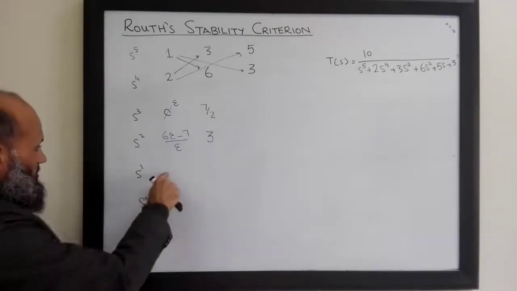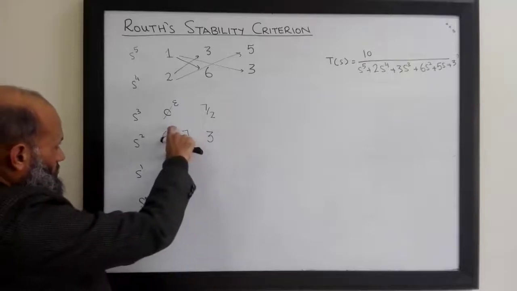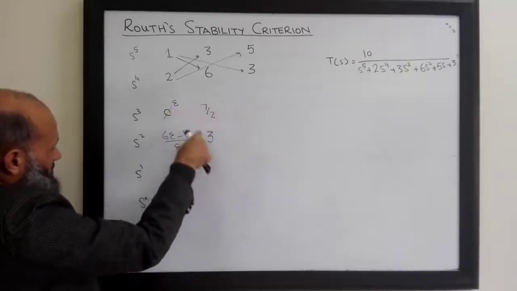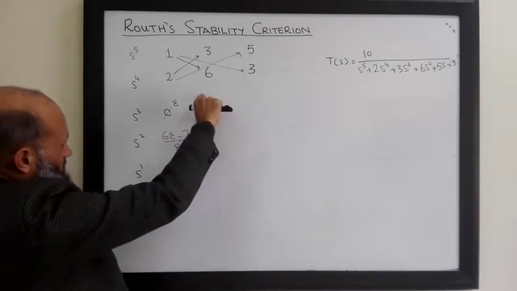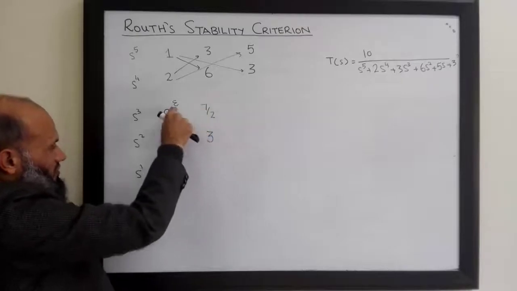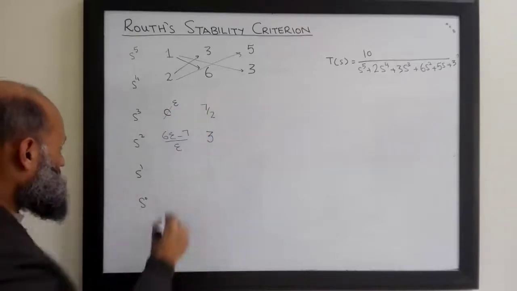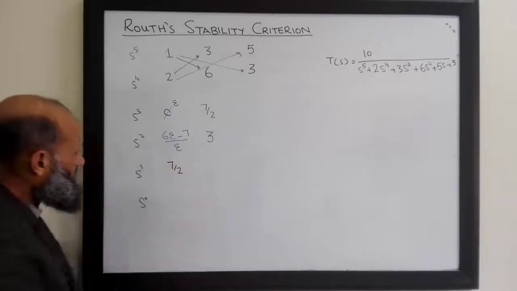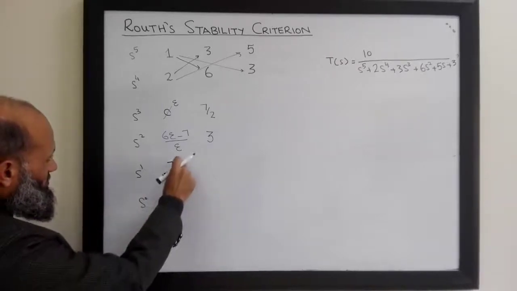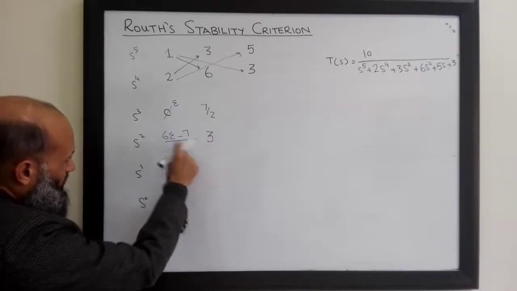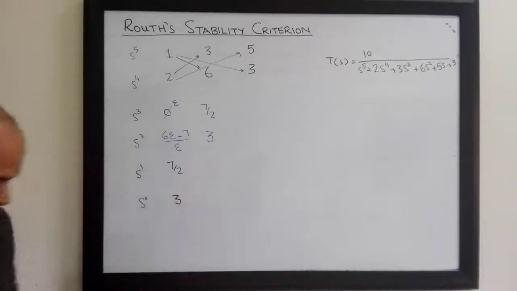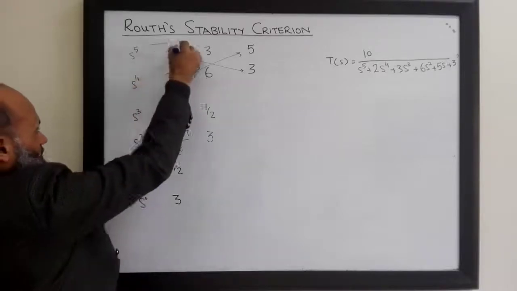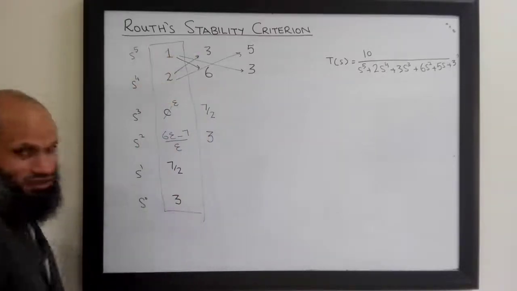Next entry here is determined from these two rows. So this multiplied by this minus 3 multiplied by, now we can take this 0 because it will not create a difficulty. This multiplied by this one minus 3 multiplied by 0 whole divided by this one, we get 7 by 2 over here, and then this entry is this multiplied by this minus this multiplied by 0 whole divided by 7 by 2, which is 3. So we have constructed the Routh table, and let's now count the number of sign changes in this first column.